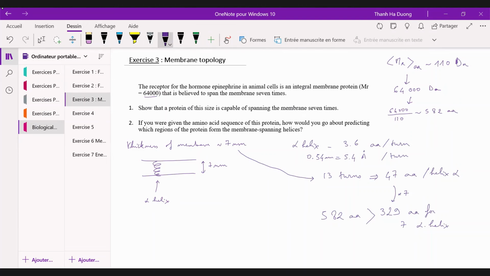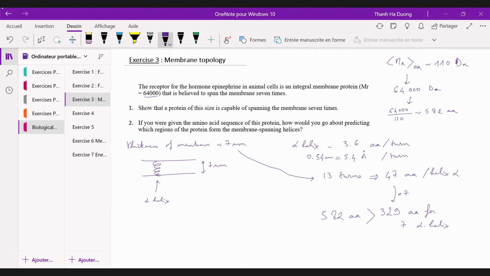782 amino acids of the protein. Okay, so it's allowed for this protein to have 7 alpha helices spanning the membrane. Okay?